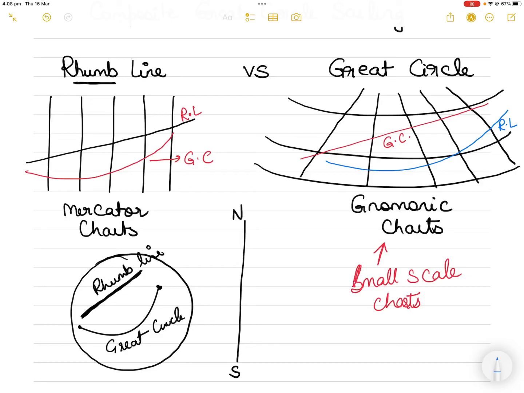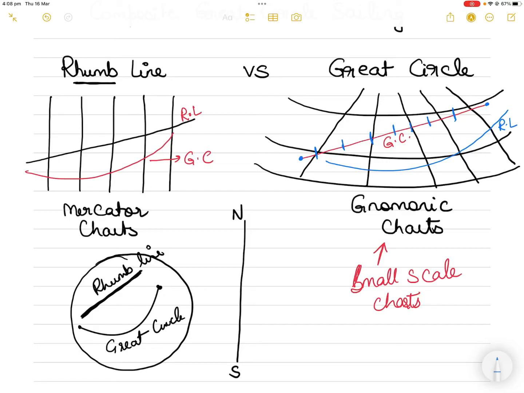So what is the solution here? What we normally do is we draw great circle courses on gnomonic charts, just like the red line on your right side, and we find the shortest distance between 2 points, and then at every 5 degrees of longitude, we note down the waypoints.